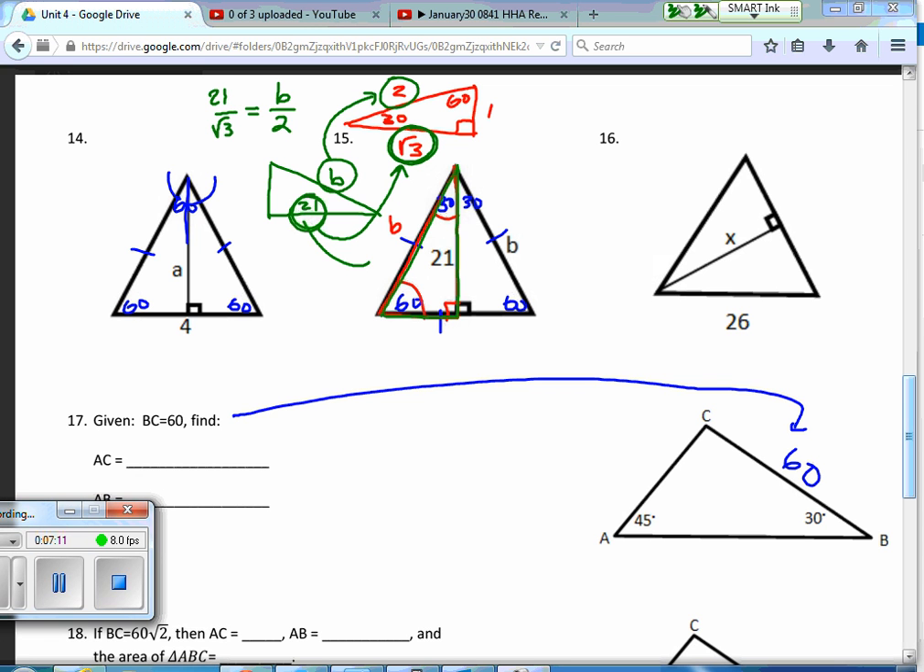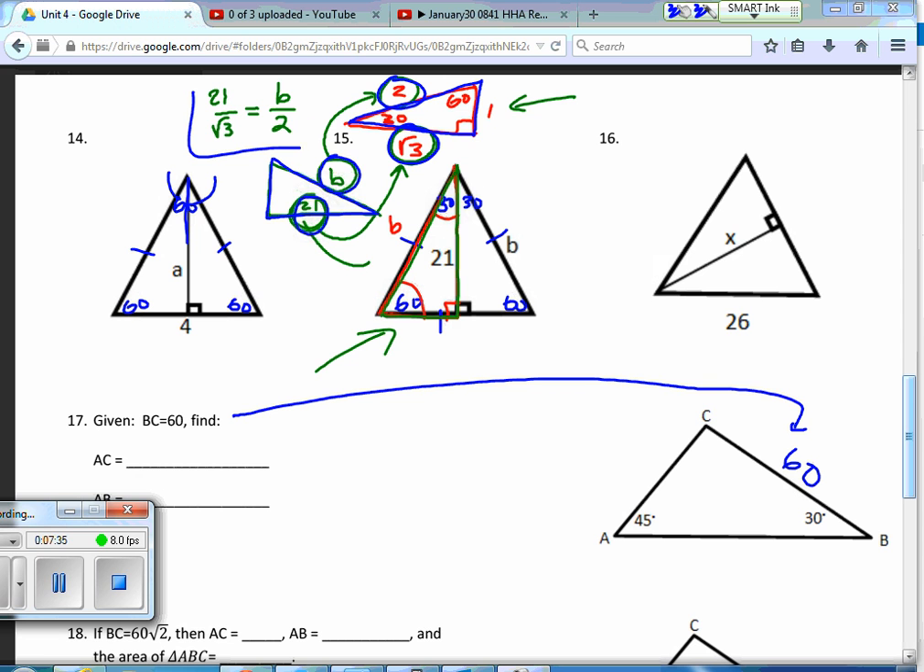So again, I started by making my old friend the 30, 60, 90 triangle, and then realizing that I really had a 30, 60, 90 triangle built into this, and then comparing those two triangles, this one and this one, I was able to set up a proportion. This side is to this side, like that side is to that side.